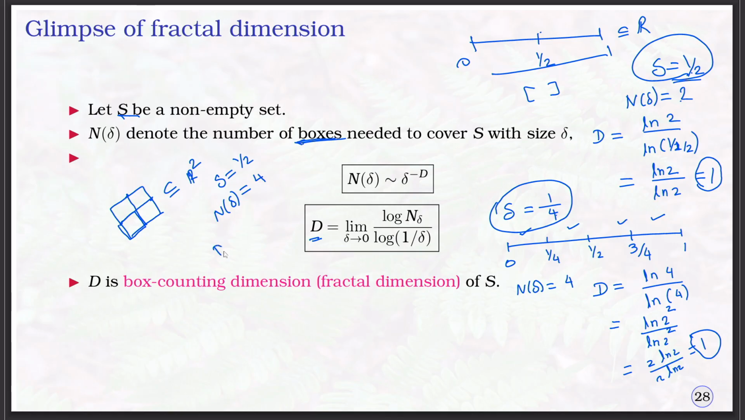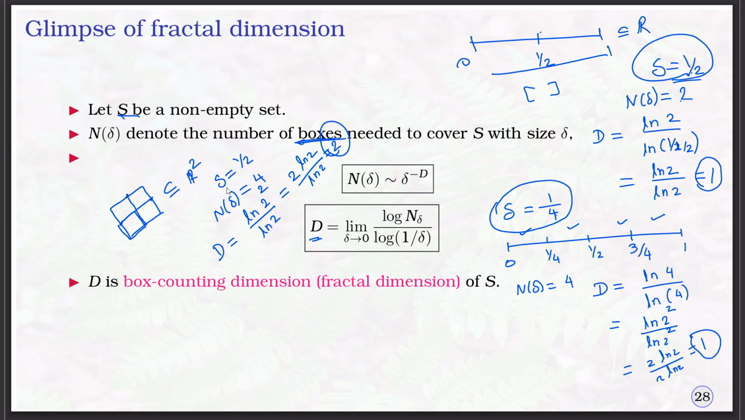Now, what is the D? D is ln 4, we can write 2 power 2, then ln 2, which equals 2 times ln 2 by ln 2, which equals 2. So, the box counting dimension, or fractal dimension, of the unit square is 2.